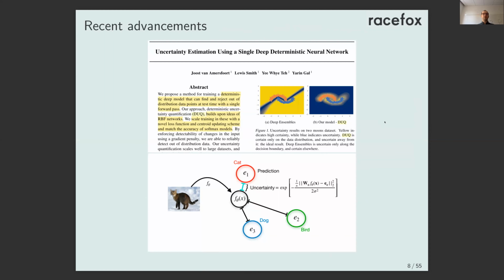If we go back to 2020, because that paper is from 2015, currently there are different approaches to regulate this. And in the paper that came out in ICML 2020, what they were doing is that at the very end, they were getting rid of the softmax and replacing it with a radial basis function.